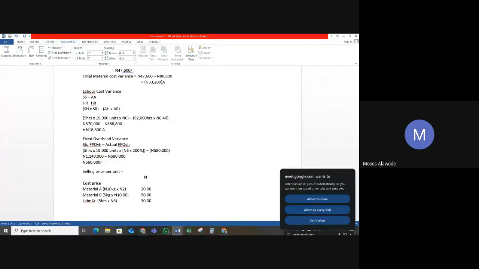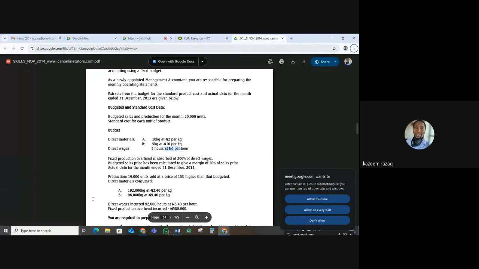What else do we have? Fixed production overhead. How much is that fixed production overhead? We're supposed to bring it here. It is part of our total cost. Don't forget, the question says that whatever sales we get, profit is 20% of our sales. Before you can calculate profit, you must have considered all your total costs now.